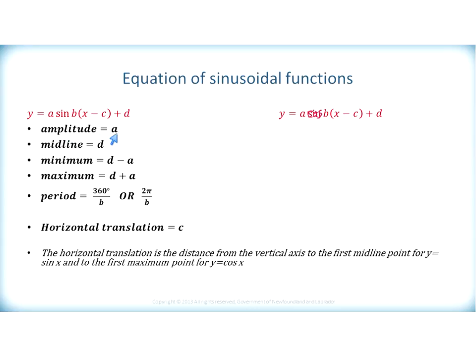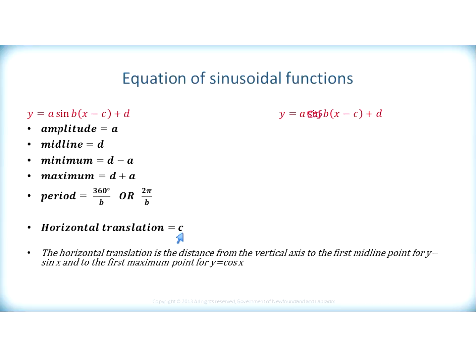Now, a represents the amplitude, d represents the midline. The minimum value will now be d minus a, the midline subtract the amplitude. The maximum will be d plus a, the midline plus the amplitude. We can determine the period by taking 360 and dividing it by b, or 2 pi dividing it by b for radian measure. And our horizontal translation is c.